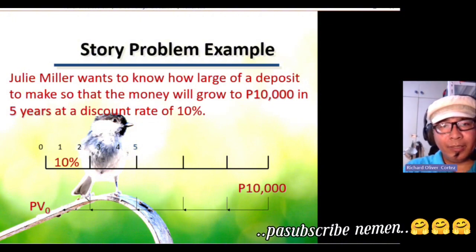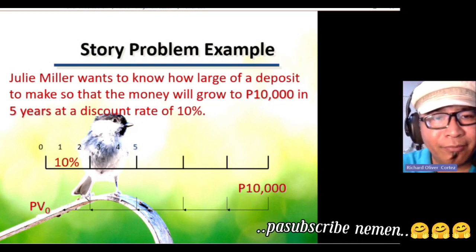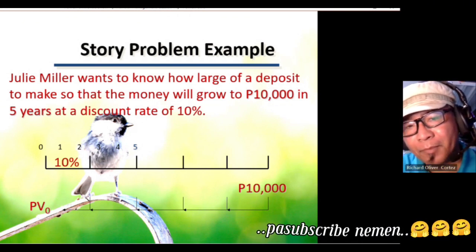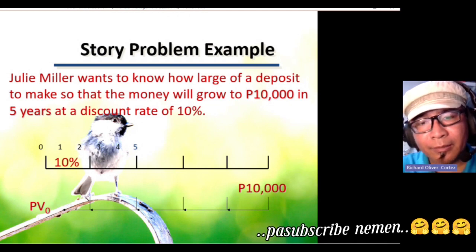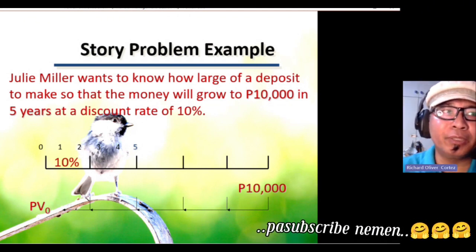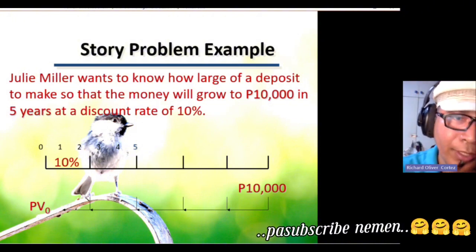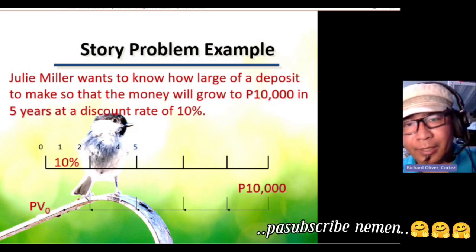Okay, so once again, si Julie Miller naman ito. Si Julie Miller, no, yung ating paborito. Si Julie Miller, sabi niya, in 5 years time, gusto niya magkaroon ng 10,000. So, today is 2023 na. So, in 2028, sabi ni Julie Miller, gusto niya magkaroon ng 10,000 pesos.